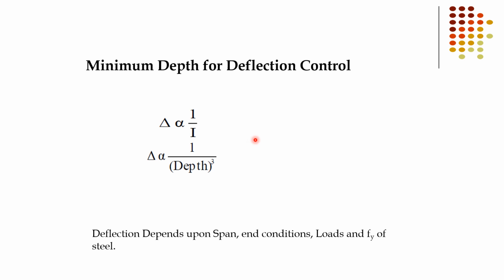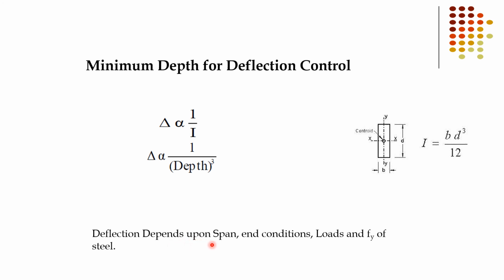Now the information about the minimum depth for deflection control. What minimum depth you will use for the design of beam, so that is the deflection control. Deflection is inversely proportional to the moment of inertia. Okay, here is the moment of inertia. For example, a rectangular section, that is B and that is D, then moment of inertia is B D cube over 12.